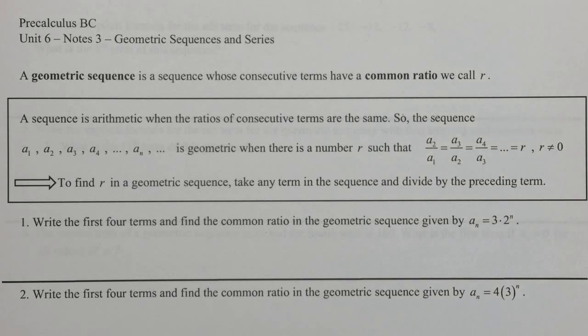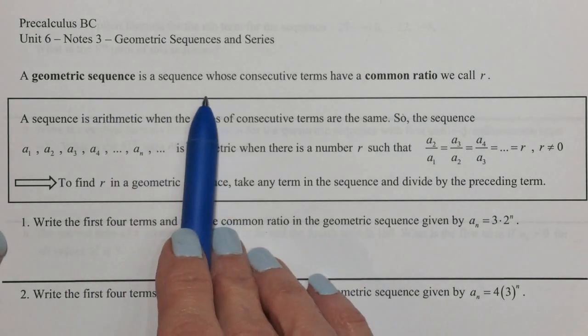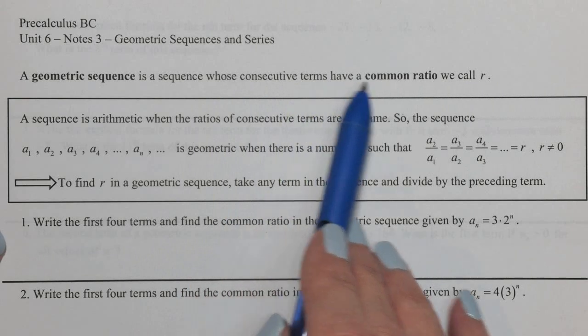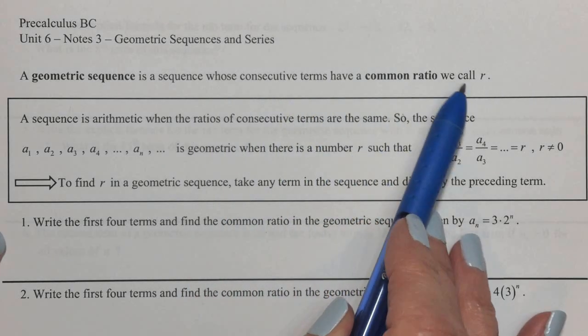Today we're going to learn about geometric sequences and series. A geometric sequence is a sequence whose consecutive terms have a common ratio we call r.